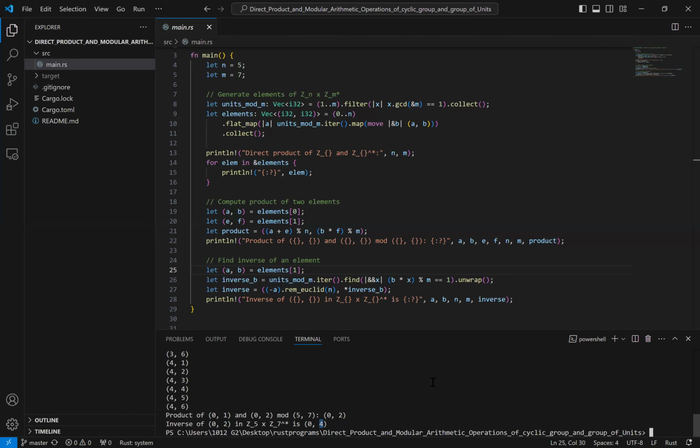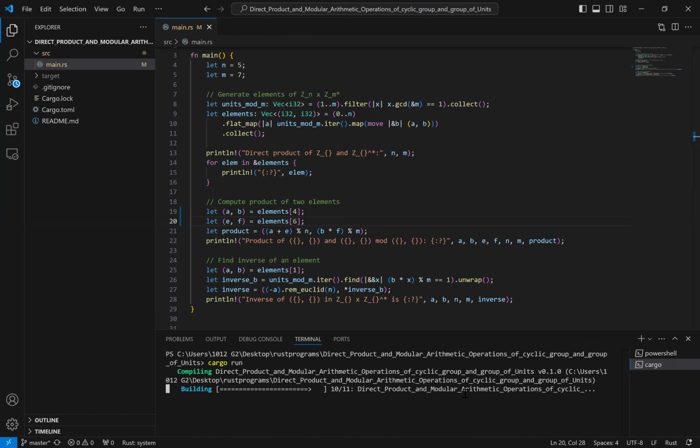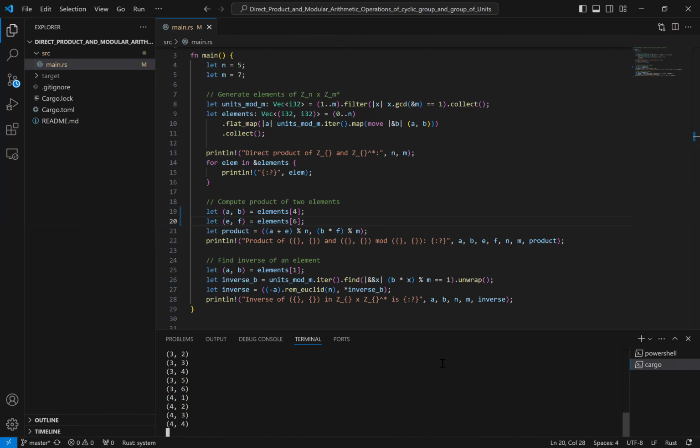You can change your A and B. Let me talk of the 4th element and the 6th element. I don't know whether the 6th element is there. I've not counted, but let's try and see. Now, if that element is not there, it will tell us that the 6th element is not there. For this case, it's there.